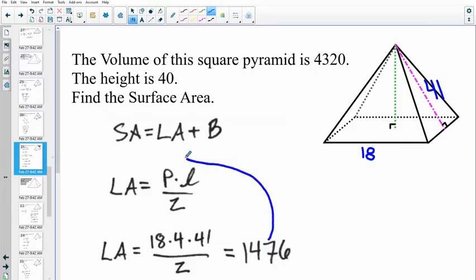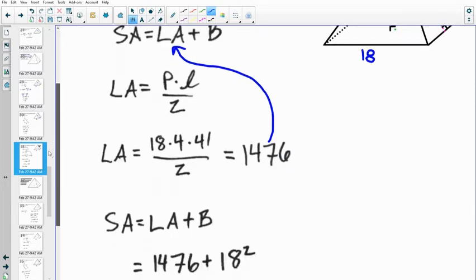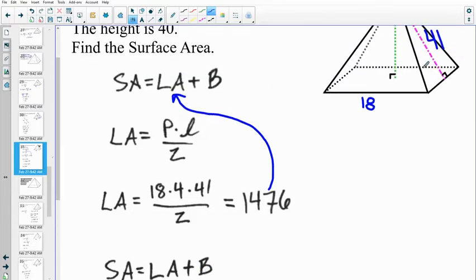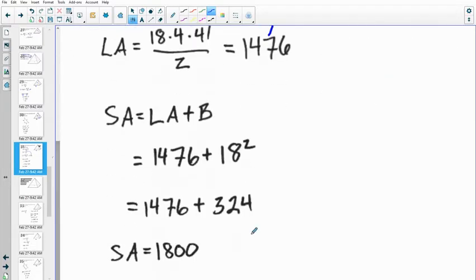And now I can plug that into my surface area formula. Now I know the lateral area, and I can take that lateral area, 1476, plus the area of the base. Once again, the area of the base, 18 times 18, because it is a square, and add those together with your calculator. I got 1,800, and since I found an area, I'll say that that is square units, units squared, centimeters squared, inches squared, miles squared, whatever the problem is asking.